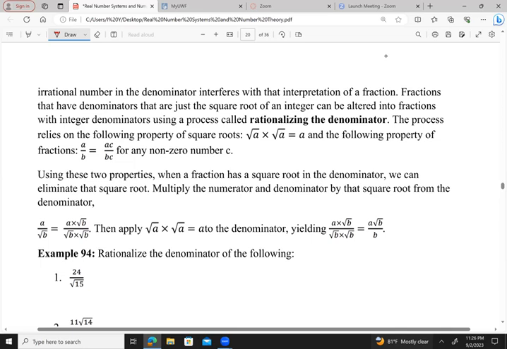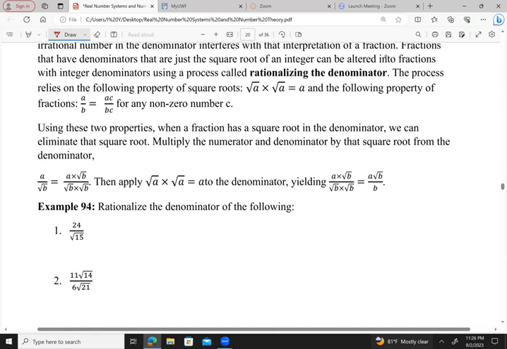The process relies on the following property of square roots: square root of a times the square root of a equals a. And the following property of fractions: a over b equals ac over bc for any non-zero number c. So using these two properties, when a fraction has a square root in the denominator, we can eliminate the square root by simply multiplying the numerator and denominator by that square root from the denominator.